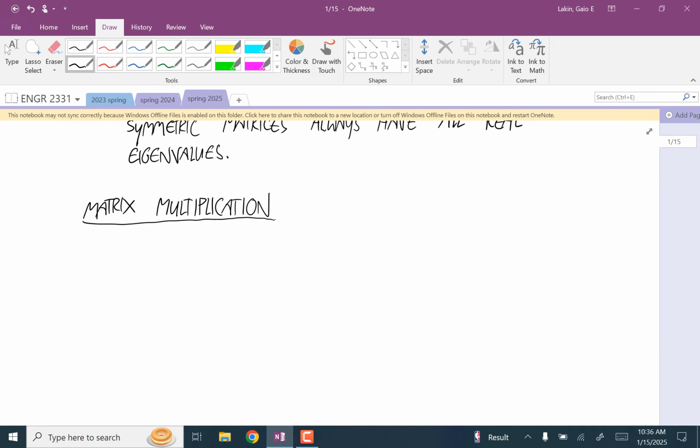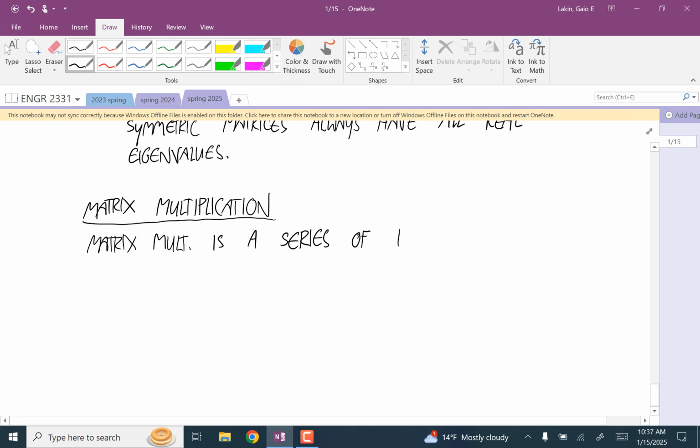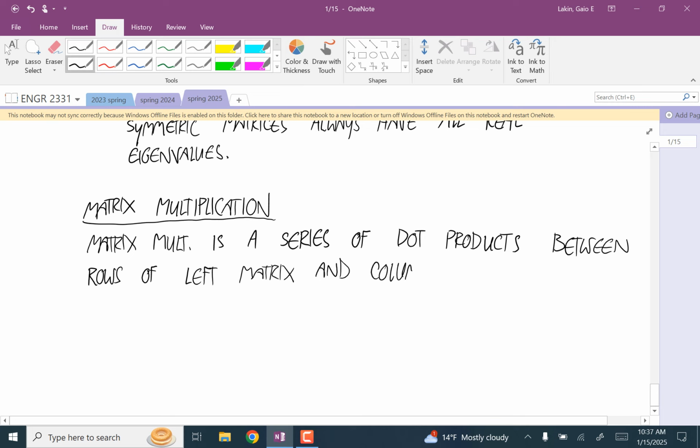So you can always think of matrix multiplication as a series of dot products between rows of the left matrix and columns of the right matrix.